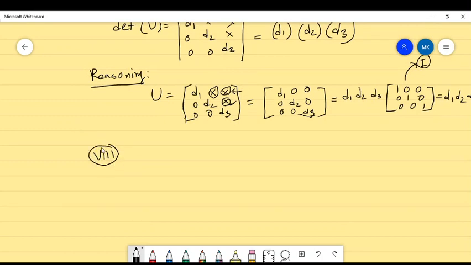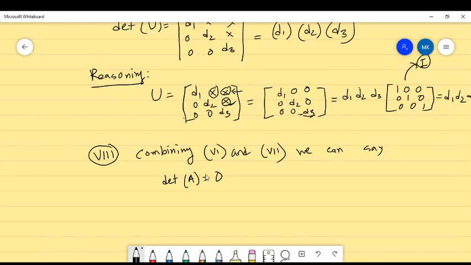And the eighth property is, combining the sixth and the seventh property, we can say that the determinant of A would be 0 when A is singular.